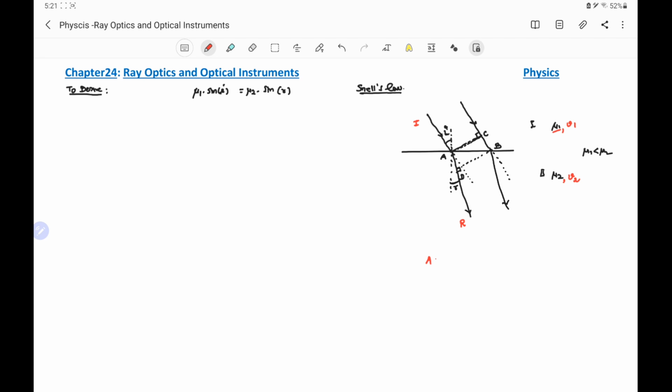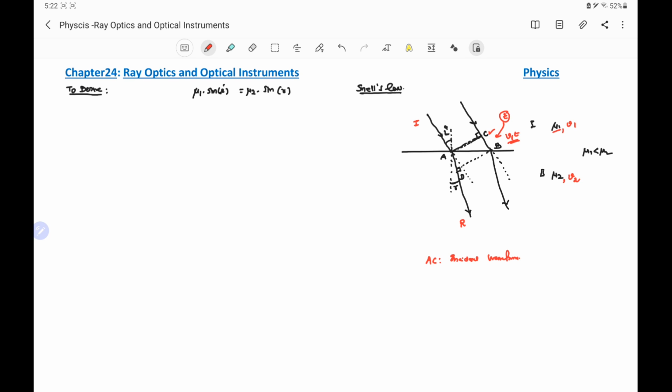AC is the incident wavefront. The point A of the incident wavefront meets the boundary of the two media. The other point of the wavefront, that is C, reaches B after the time t. So in time t, this wavefront travels the distance equal to v1 into t, because v1 is the speed of light in media 1.